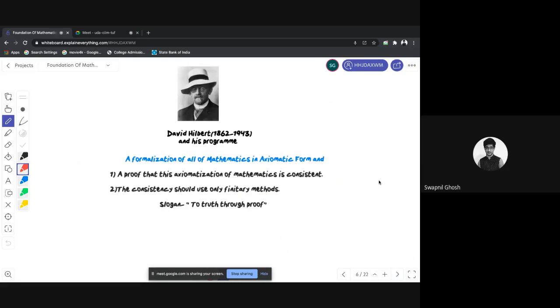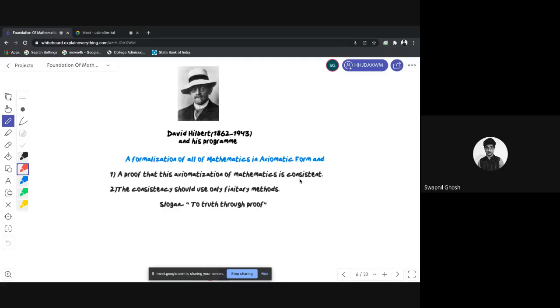So David Hilbert gave the clarion call. He started a program called Hilbert's program, in which he hoped for a complete formalization of mathematics in axiomatic form, and he had mainly two criteria. There were more, but these were the crux. First, a proof that this axiomatization of mathematics is consistent, for example that Euclid's five axioms held together will be consistent, and the proof of consistency would use only finite methods. The proof will be finite.